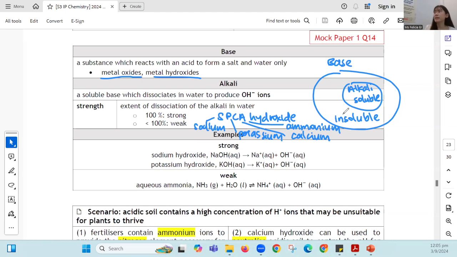Then the rest, like iron hydroxide, magnesium hydroxide, zinc hydroxide, silver hydroxide, any other hydroxide, will be under base. So only these four are alkali. The rest would be under base.